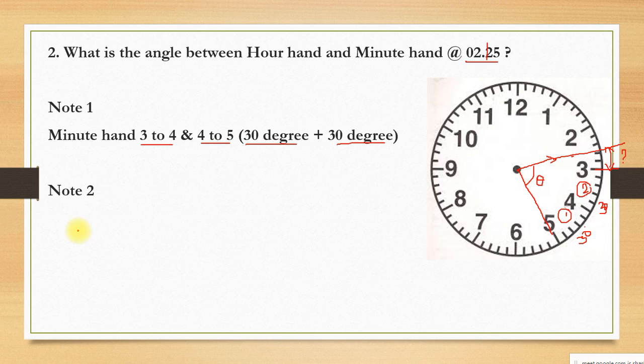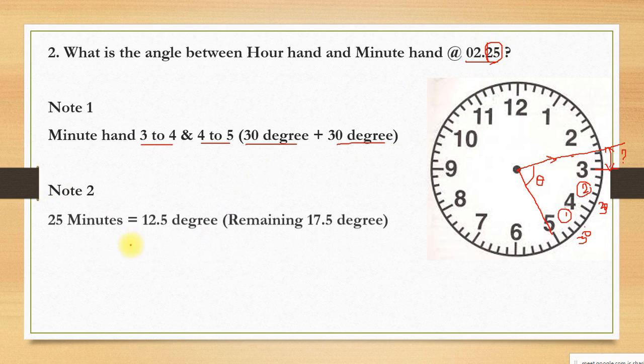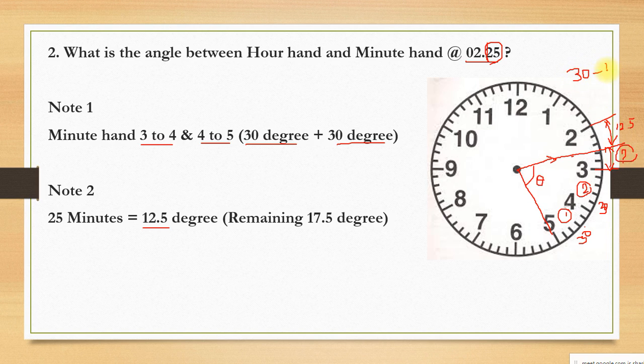Now note number 2. What is the minute hand totally traveled? 25 minutes. If it is 25, you divide 25 by 2, actually it will be 12.5 degree. But I don't need this value, I need the other value. So you subtract 30 minus 12.5, and the remaining would be 17.5 degree. Now you add this 17.5 to this 60 degree, and the answer would be 77.5 degree.